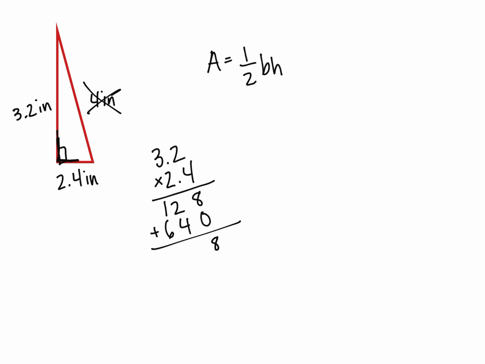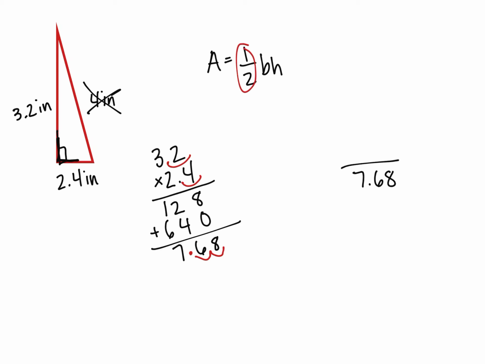8 plus 0 is 8. 2 plus 4 is 6. And 1 plus 6 is 7. We had 2 decimal spots in our answer, so we need 1, 2 in our question and 1, 2 in our answer. But then I have to use that half. One way to factor in that half is to divide by 2.